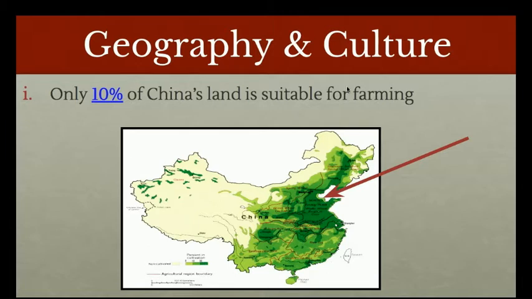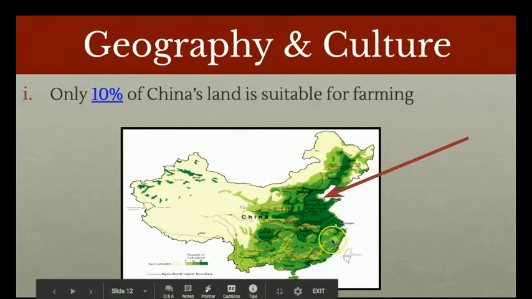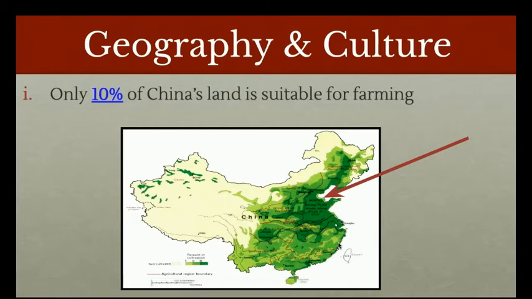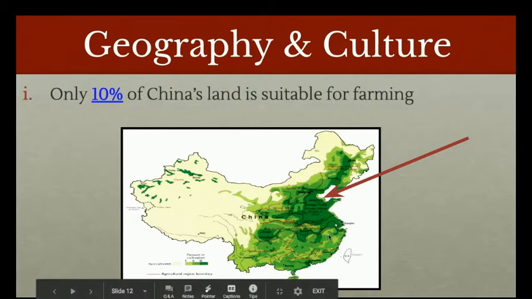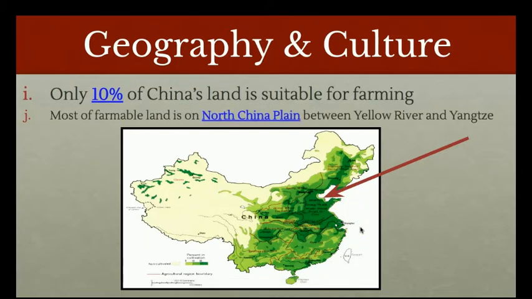We can look at a geographic map. Only 10% of China's land is suitable for farming. Like, Sagan, that looks like a lot more than 10%. Well, you got to remember, a lot of this green stuff is on hillsides and mountains, and you really can't farm on hillsides and mountains, especially in the ancient world. So what that forces you to do, and here's another adaptation, is to live where the good farmland is, and that's exactly where this arrow is pointing.